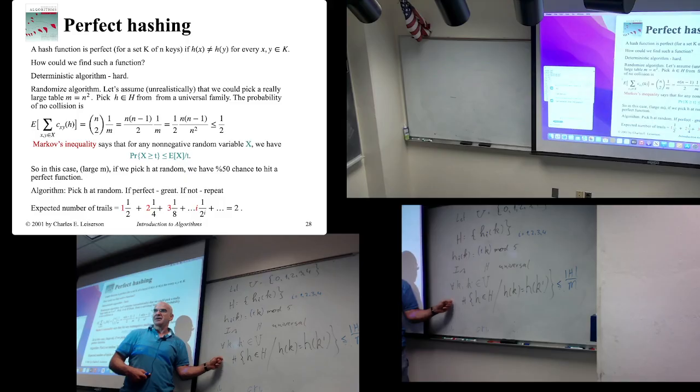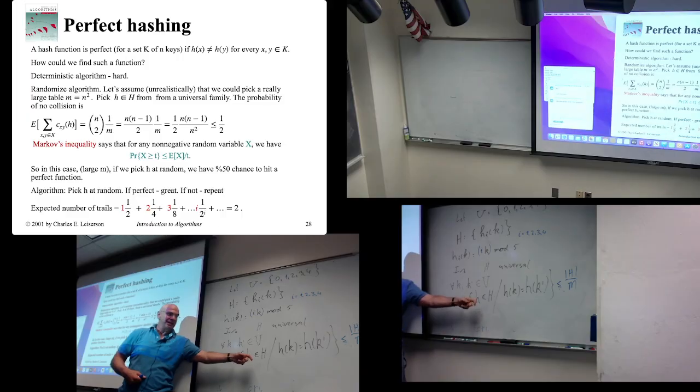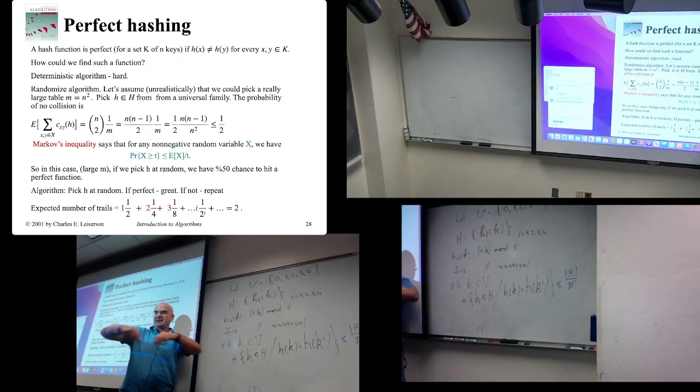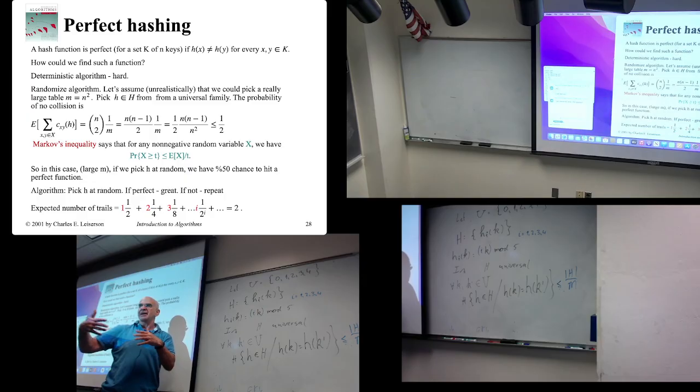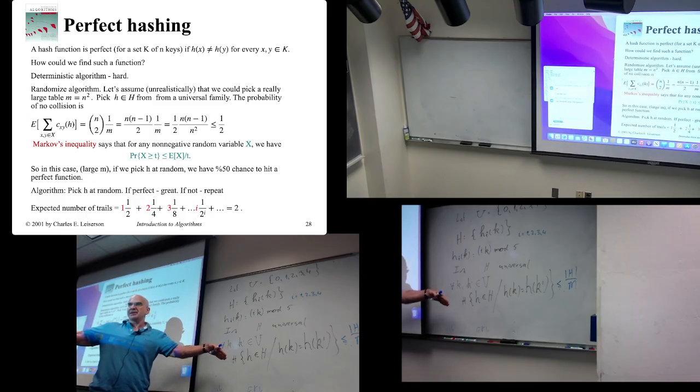And the answer is yes. If I pick a random function from the family, then for a particular pair of keys, the probability of collision is 1 over m. It's just like dropping them into m buckets. What's the probability of collision? And if I have a set of n keys, which we usually know, and I usually pick m to be twice n, then the probability of collision of one particular key is half.